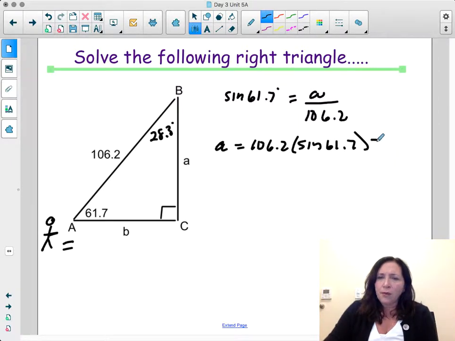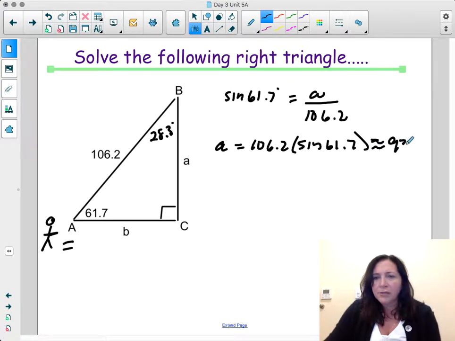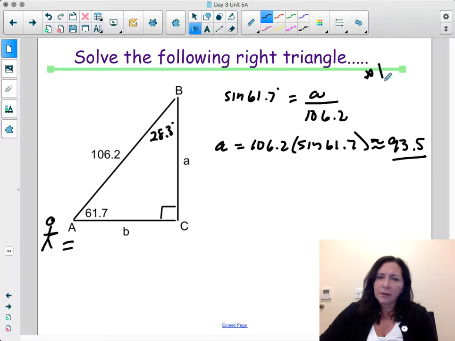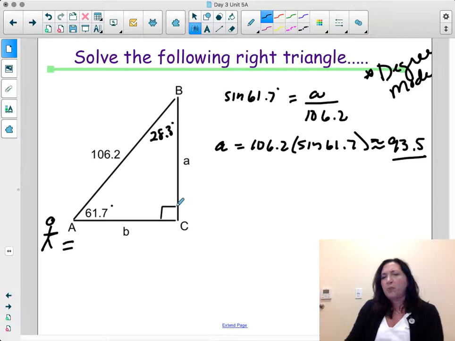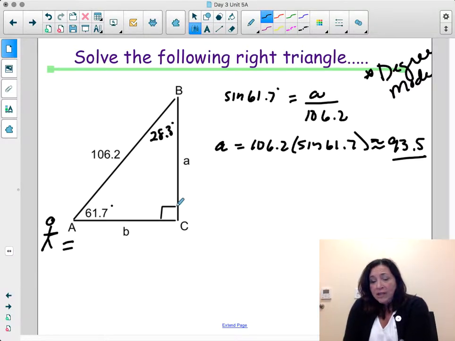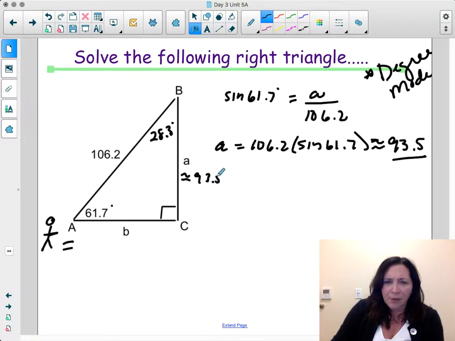I would also suggest that you check your calculator and make sure that you are in degree mode. Because if you're not getting the same answer as mine, that means that instead of using degrees here, you're using radians, which is going to give you an answer, but not in degrees. So it wouldn't be accurate. So little a is about 93.5. Okay, we're happy with that. That's A. A is done.